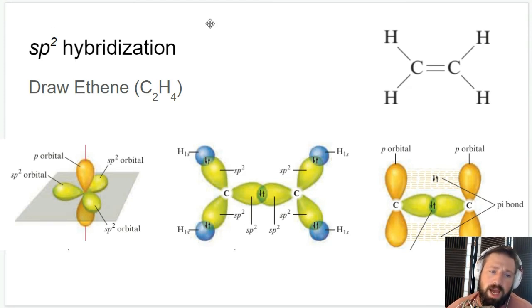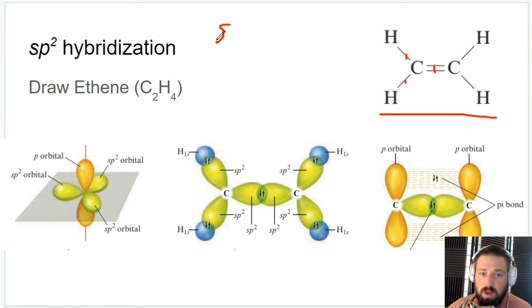So how do you know what it actually looks like, and what does it look like when you have this mix of hybridized and unhybridized orbitals? Well, let's start with a Lewis structure. This is the Lewis structure for ethene, and we see that there are 1, 2, 3 electron groups around this carbon, which means it's going to have sp2.